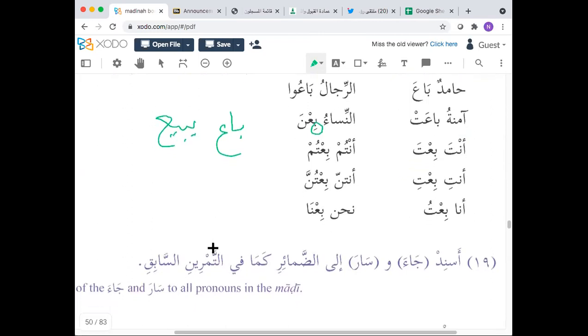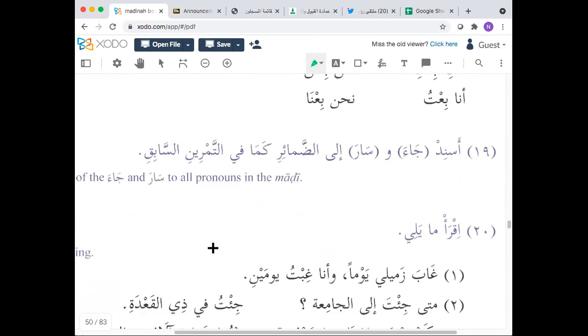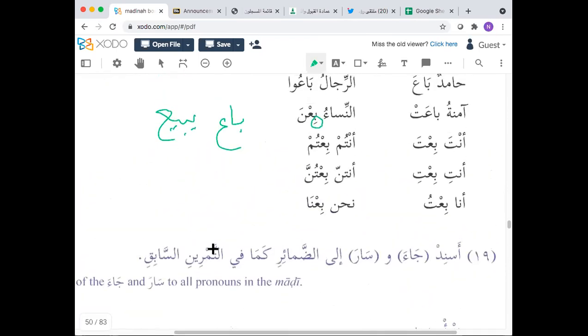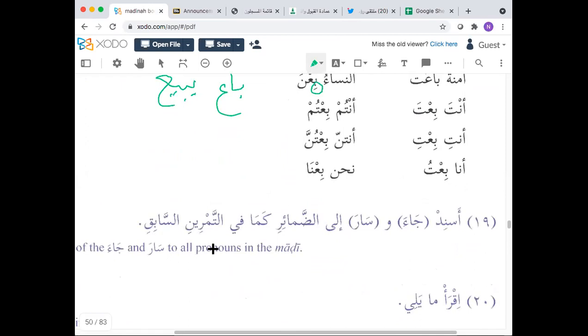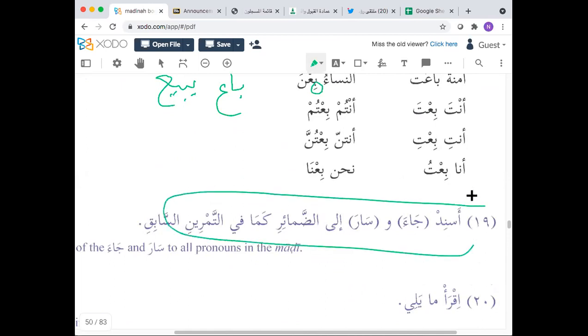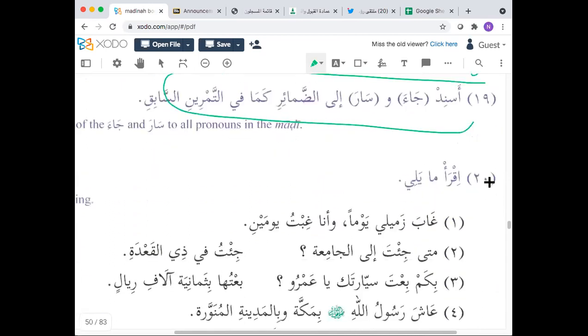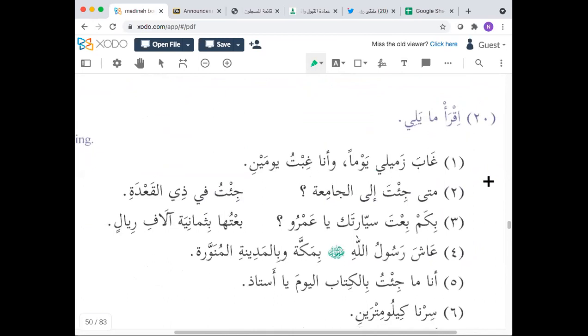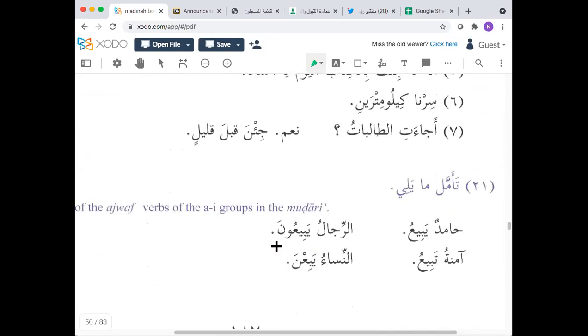Okay? And they want you to follow the same rules as you find over here for ja'a, yaji'u, and sara yasiru. Because it's going to become ji'na and sirna. It's going to have a kasra on it. So this is important to do as well. Then a reading exercise.